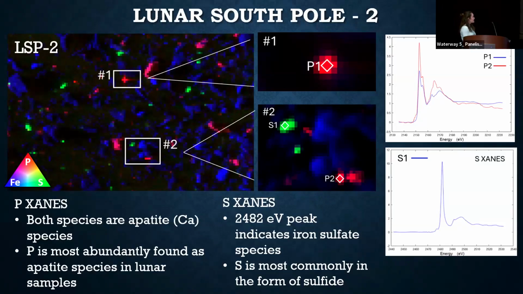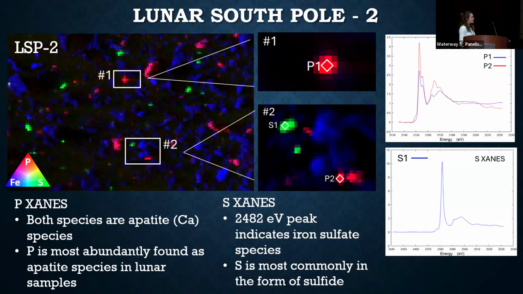So when we look at the phosphorus XANES, as we can see over here, both phosphorus XANES in this part of the map are the calcium apatite species, as we can see with these indicative post-edge features. In the literature that I have looked at, phosphorus is actually more abundantly seen as apatite in these lunar samples. So seeing these apatite species in this regolith was very on par with what I've seen in literature.